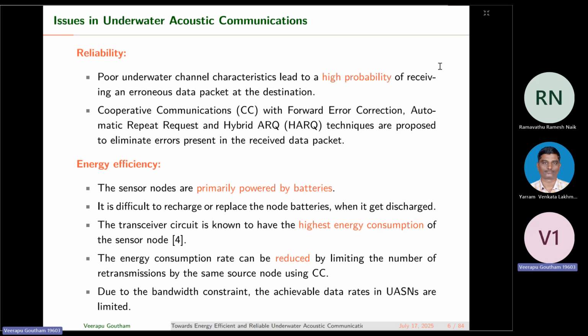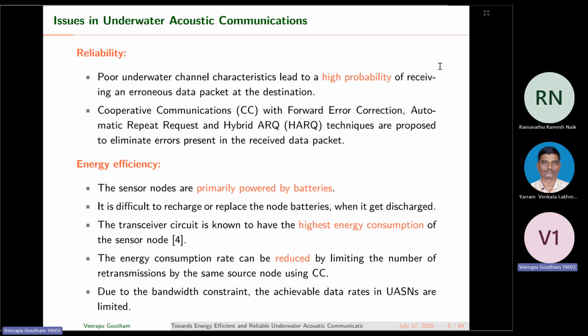We will discuss the scheme, what is meant by cooperative communication, and cooperative communication with forward error correction. If we use some error correcting codes, we can remove some errors in the data packets received at the destination. And there is one more technique, the ARQ technique. If a packet is received at the destination with some errors, it will ask for retransmission. Again, the transmitter will retransmit the data packet. Like ARQ, cooperative communication techniques are used for improving the reliability.